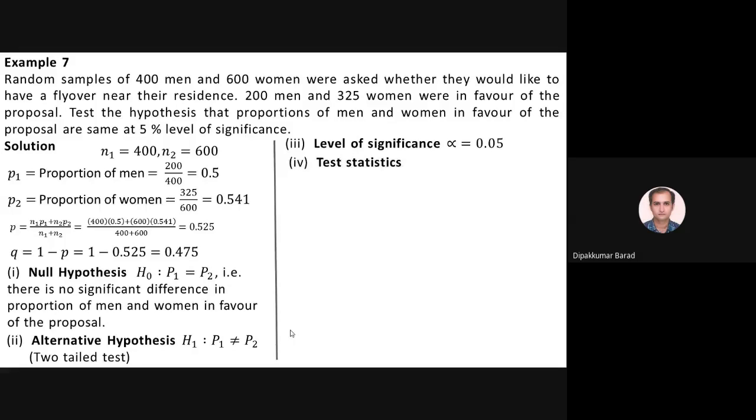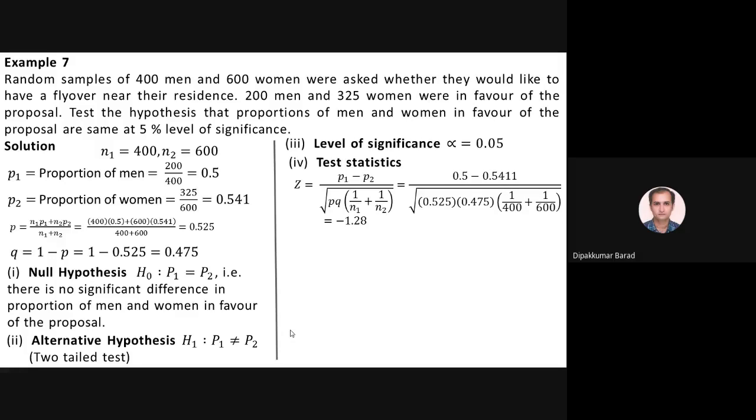Now the test statistic is Z equal to P1 minus P2 upon under root PQ into 1 upon N1 plus 1 upon N2. P and Q we have already found, P1 and P2 we have already found, and N1 and N2 are given. So we put all these values in this formula, and you have to remember this formula. Once we put all these values, I get Z equal to minus 1.28. So we write mod Z is equal to 1.28.